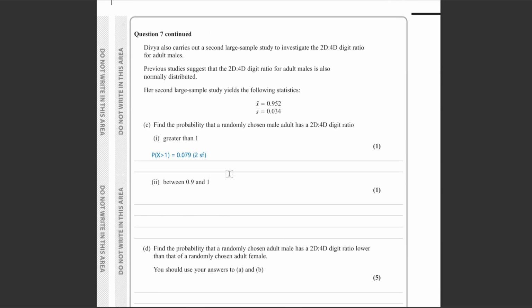In question C, the probability of x being more than 1 with those parameters is 0.079 to two significant figures. In the next part, probability of x being between 0.9 and 1 is 0.858 to three significant figures.